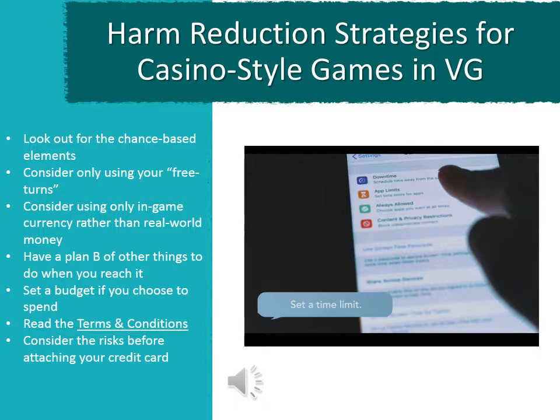Consider using only your free turns or only in-game currency rather than real-world money. Have a plan B of other things to do, set a budget, and always read the terms and conditions before playing the game. Lastly, consider the risks before attaching your credit card onto the game.